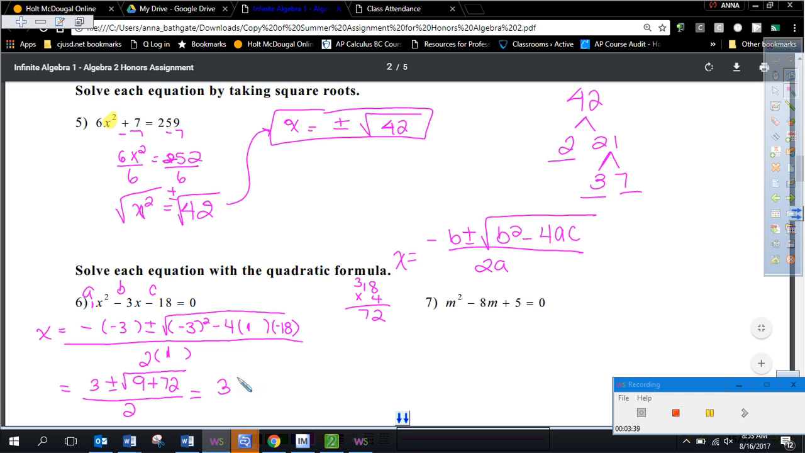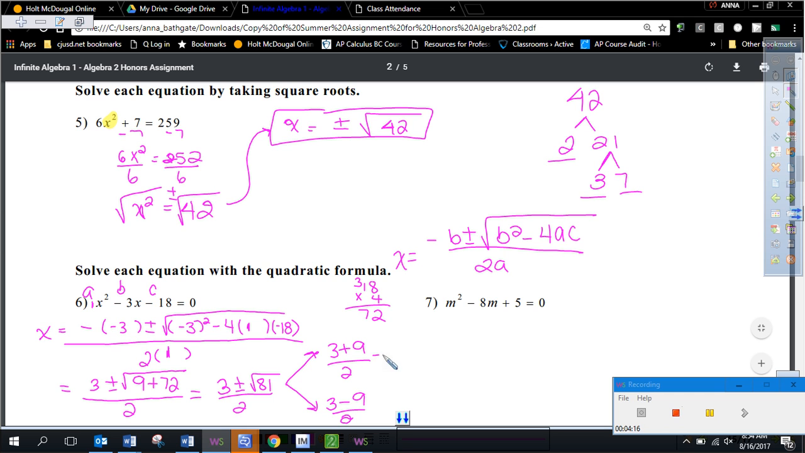I finish simplifying under my square root. I get the square root of 81 all over 2. The square root of 81 is 9. But I'm going to go ahead and split this into 2 equations now. Plus or minus means I have a solution that involves adding the square root, and I have a solution involving subtracting the square root. You must simplify both cases. So my first case is going to be 3 plus 9 over 2. And my second case will be 3 subtract 9 over 2.